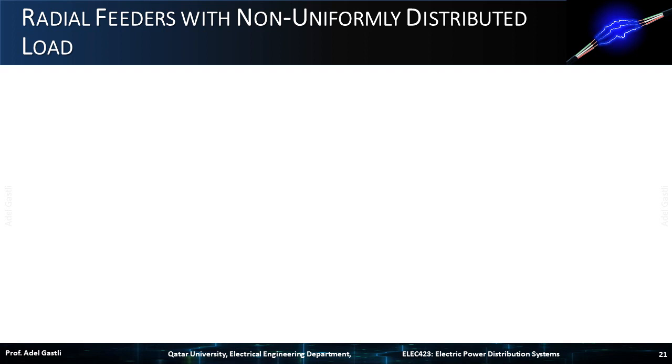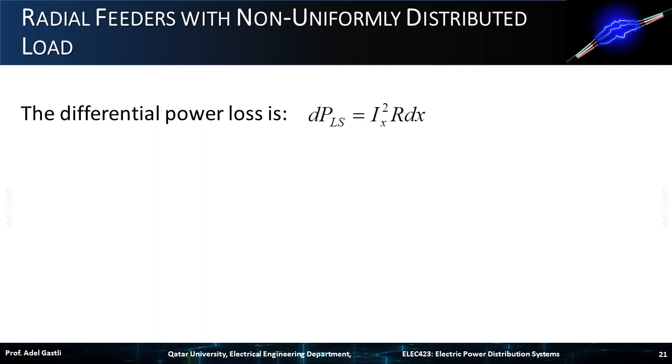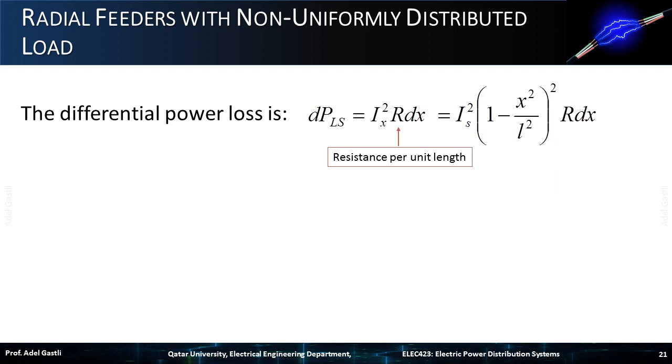After calculating the voltage drop on the feeder, we can also calculate the power loss on the feeder, for the same non-uniformly distributed load. For that, we start by determining the differential power loss, that is, dPLS equals Ix square times R dx, which equals Is square times 1 minus x square over L square, all squared, and then multiplied by R dx. Note that, here R is the feeder resistance per unit length.